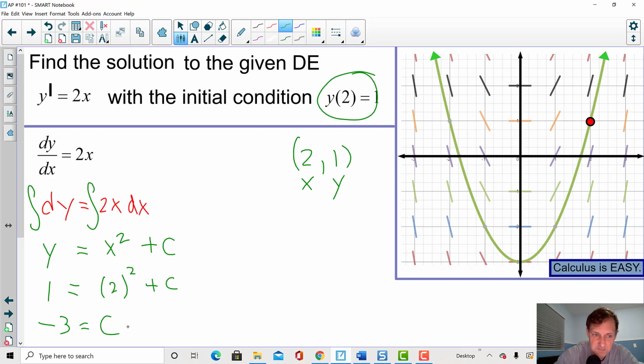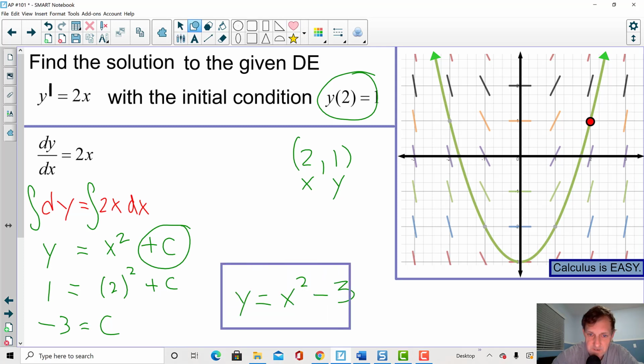And now I'm basically done. I can plug in my -3 right here. And there we go. There's our final answer. And I've graphed this solution over on the right side. All right, let's look at the next example.